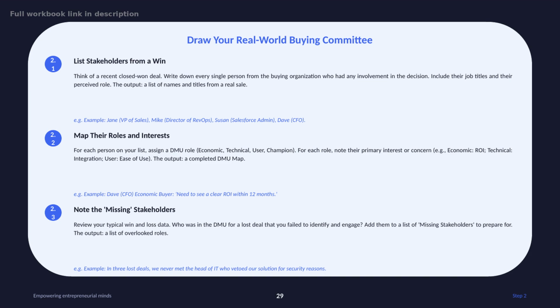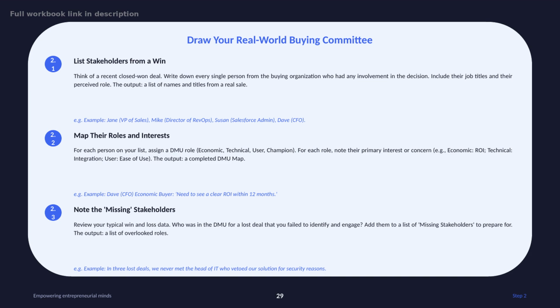Think of a recent deal you actually closed. List every single person from that buying organization who had any involvement, their title, and their perceived role. Don't clean it up. Write down who was actually in the room. Next, for each person on that list, assign them a DMU role: economic, technical, user, coach, and note their primary concern, like economic, needs a clear ROI within 12 months.